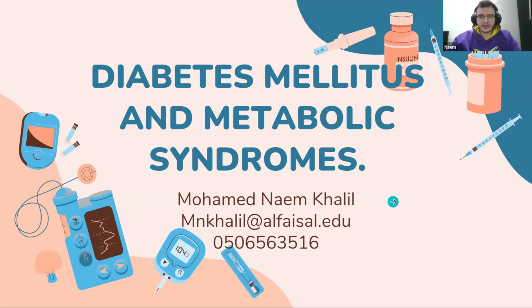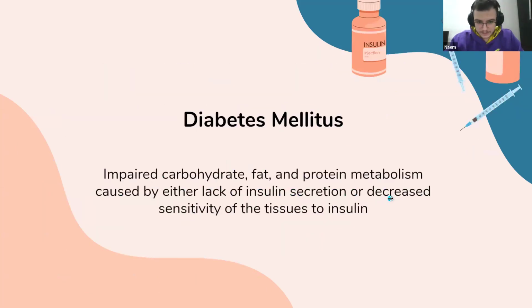So what is diabetes mellitus? Basically, diabetes is an impaired carbohydrate, fat, and protein metabolism, basically all the metabolism in your body. This happens because of lack of insulin secretion, so your body is not secreting insulin at all, or you have decreased sensitivity of the tissues to insulin.